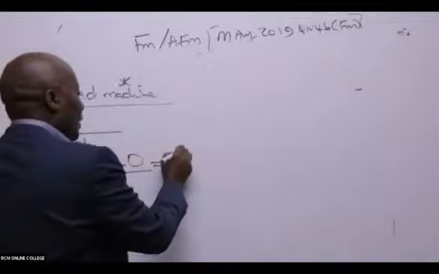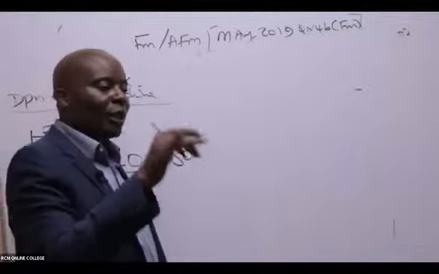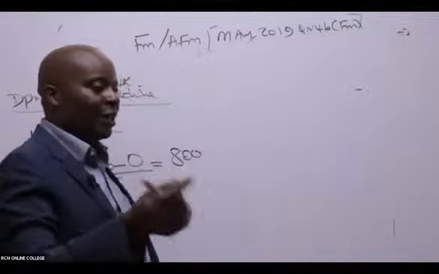800. There is a ninja saying there that they can't hear Mwalimu. What you need to do is to tell them to get out of the meeting, and then they come back.